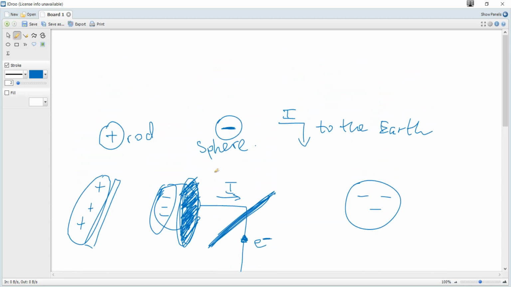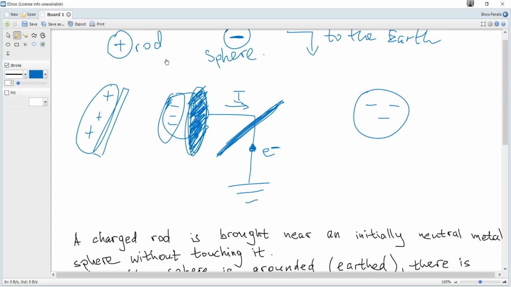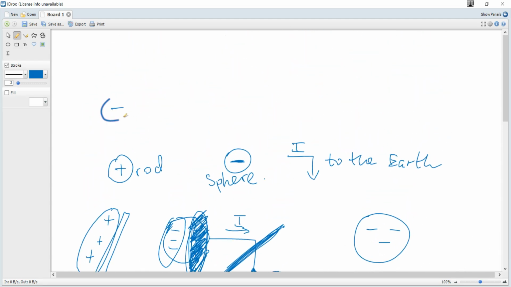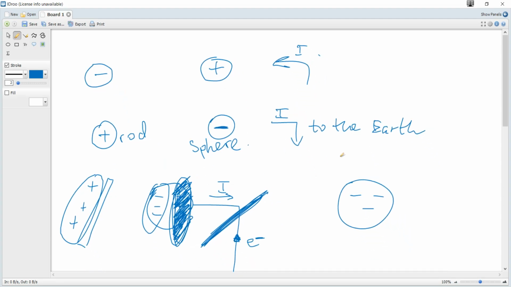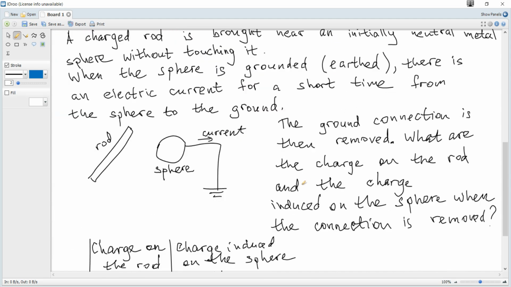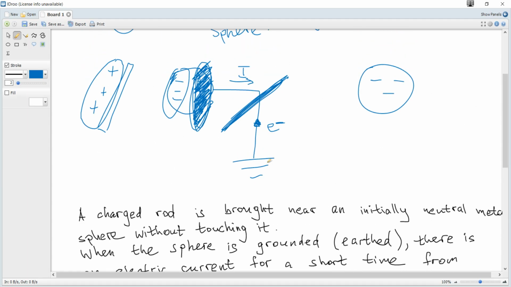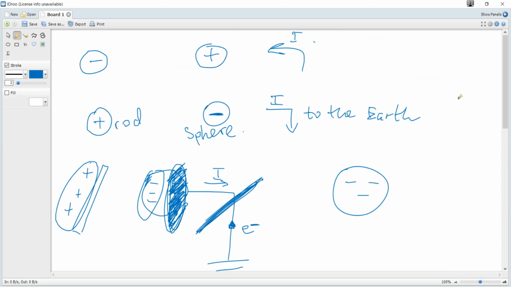And if a rod is negatively charged, the sphere will be finally positively charged, and the current will be what? To the sphere. And in our situation, given that current is to the Earth, or electrons are moving to the sphere, it's just this situation.